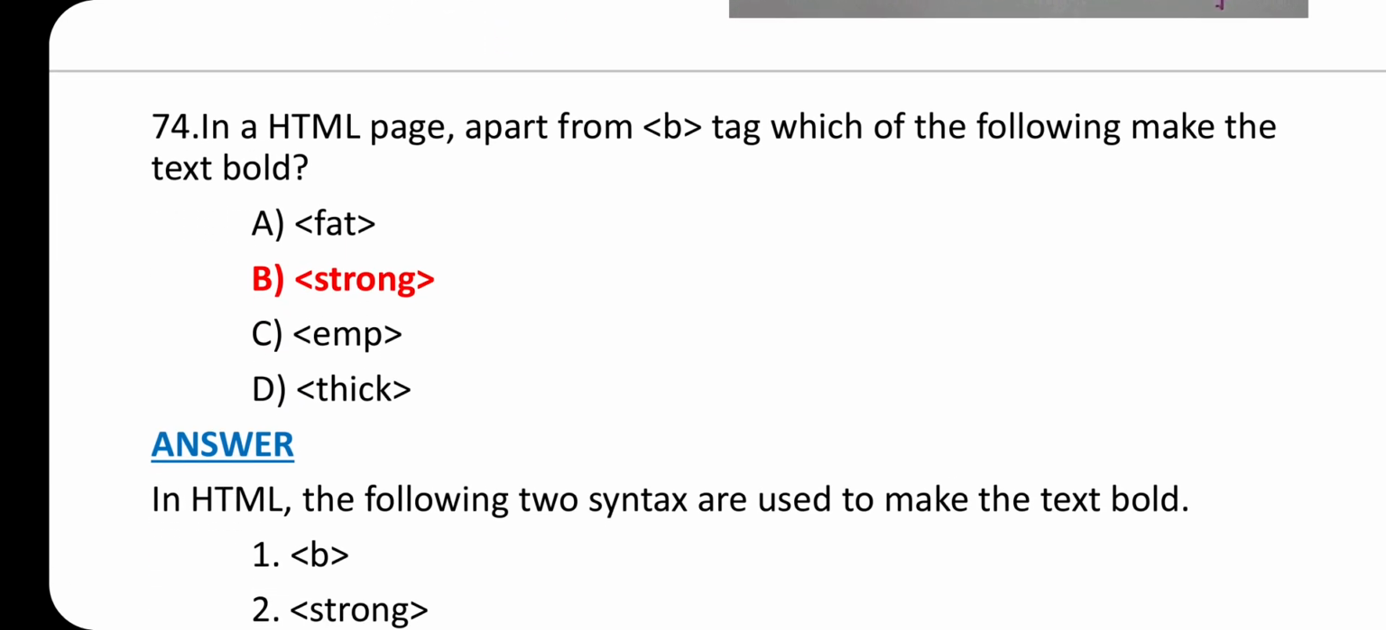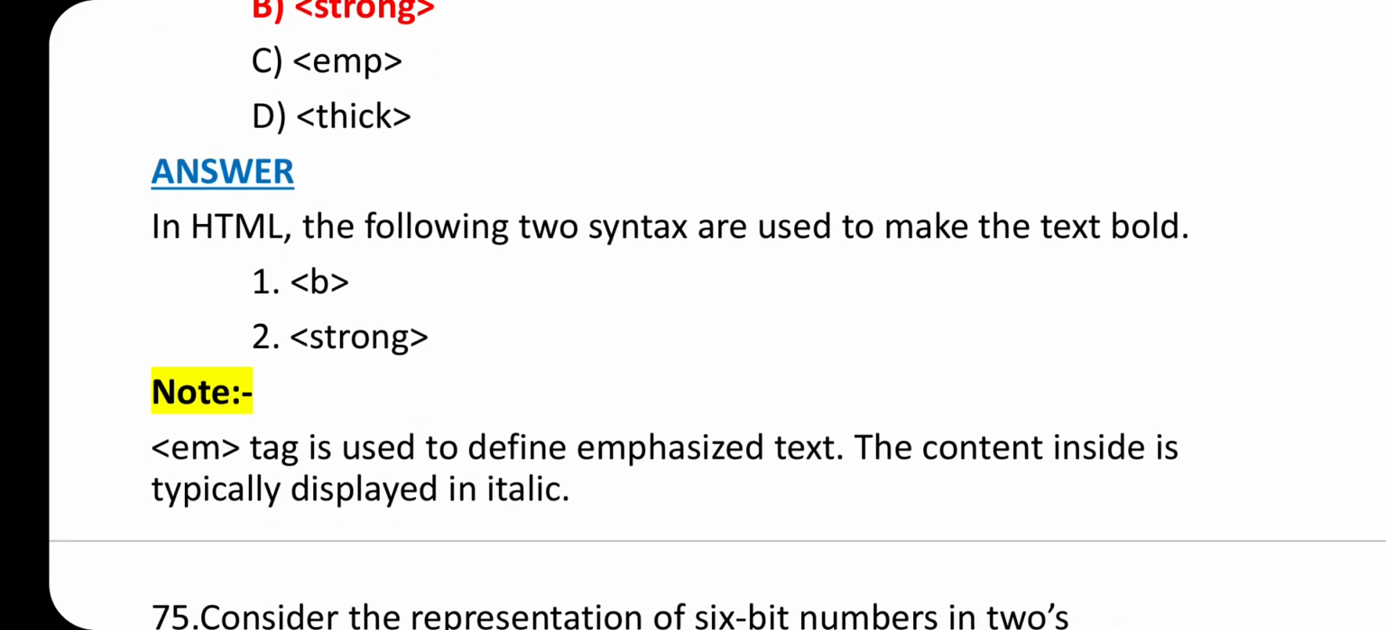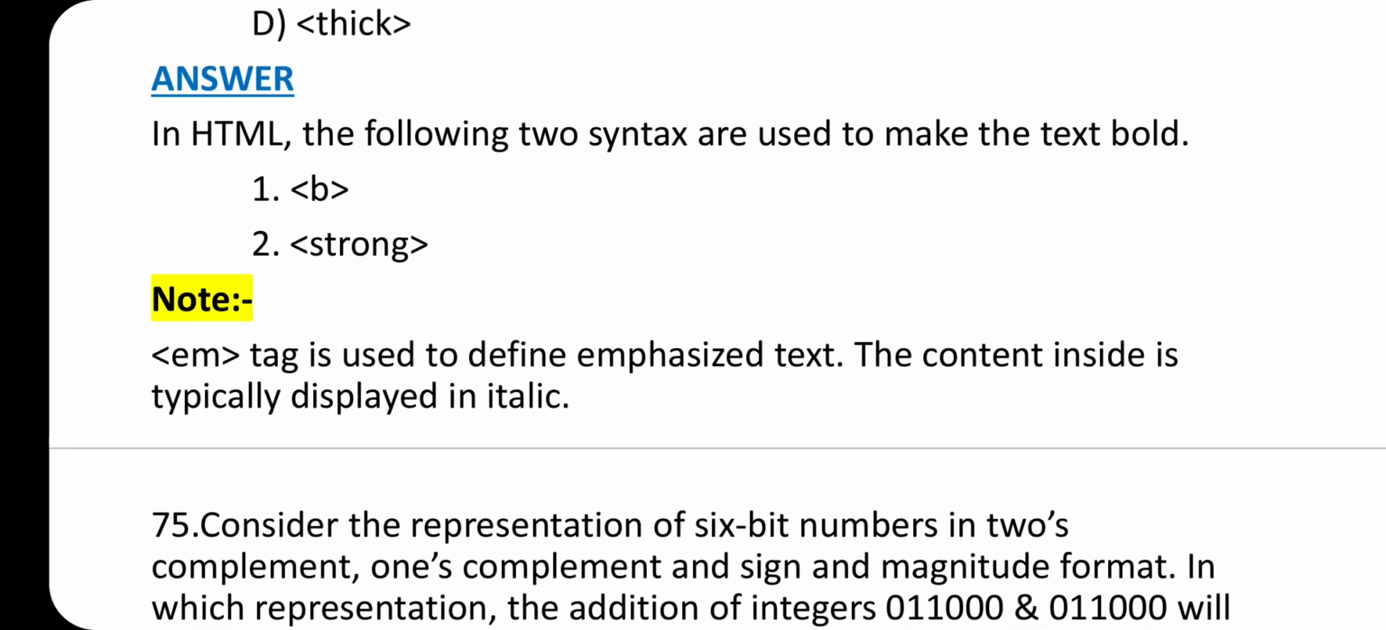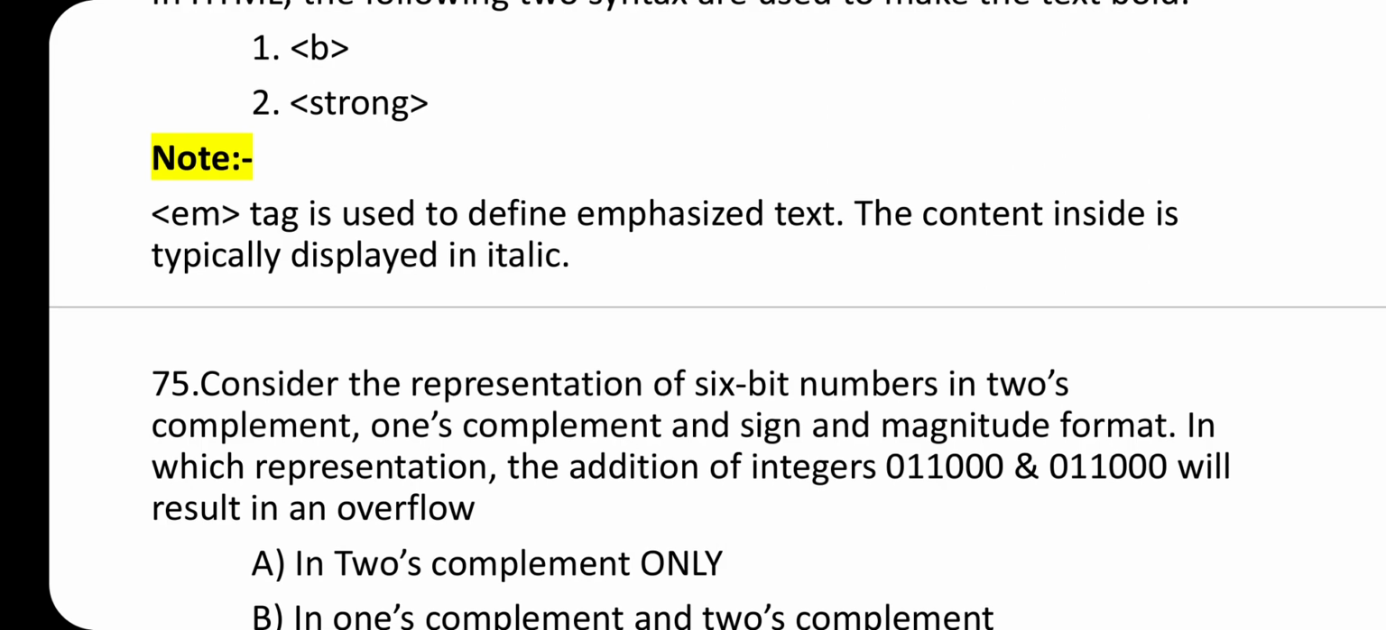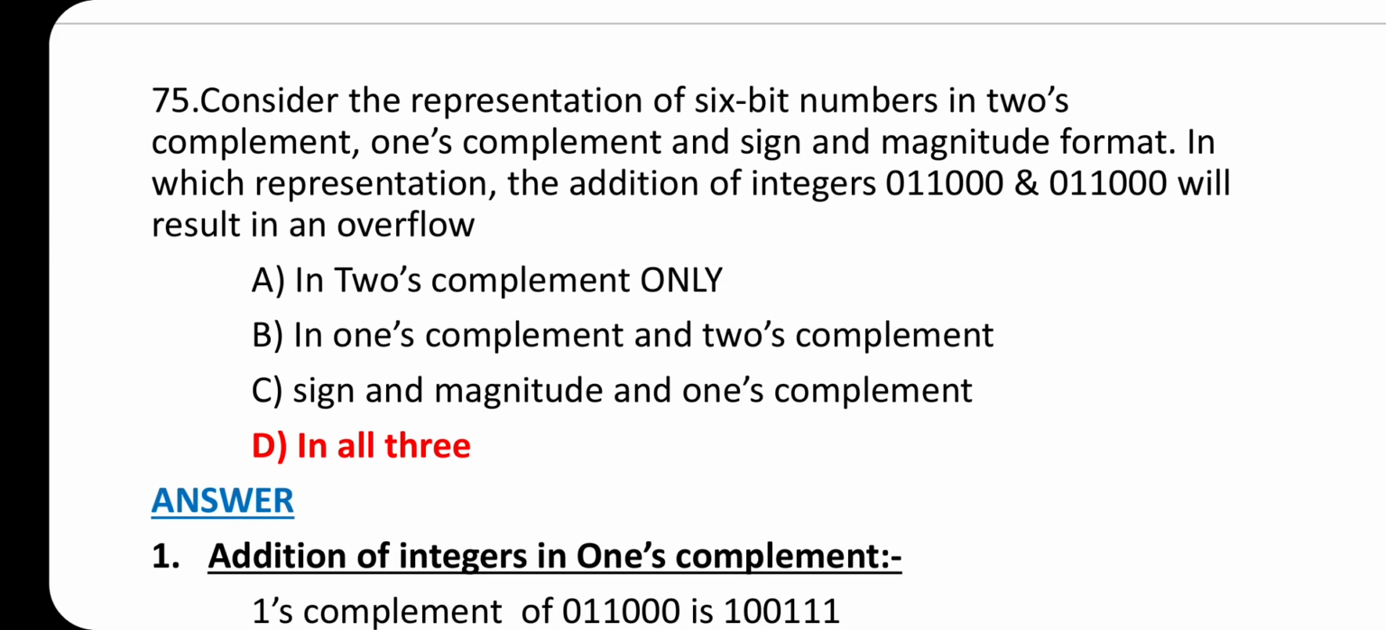Question number 74. In an HTML page, apart from the B tag, which of the following make the text bold? Answer is strong. In HTML, the following two tags are used to make the text bold: B and strong. The EM tag is used to define emphasized text. The content inside is typically displayed in italic.